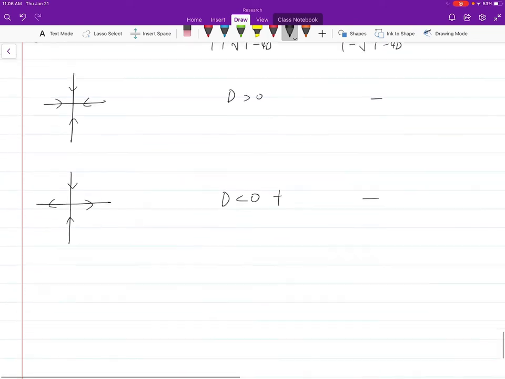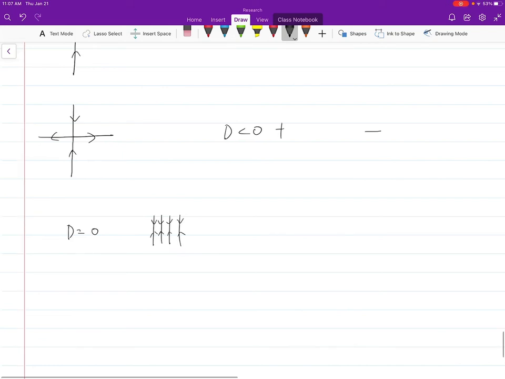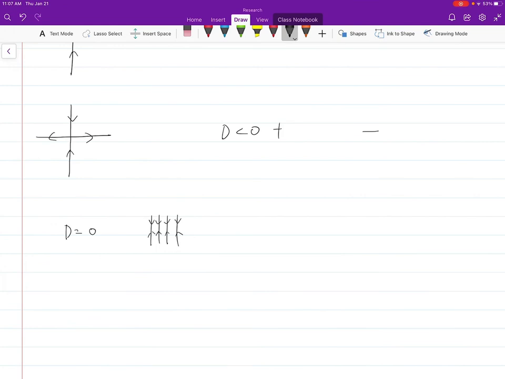Okay, d equals 0. Again, we have the 0 eigenvalue case. But this time, it's going to be one negative eigenvalue and one 0 eigenvalue, so you have some case which looks like this. That's basically what we have.